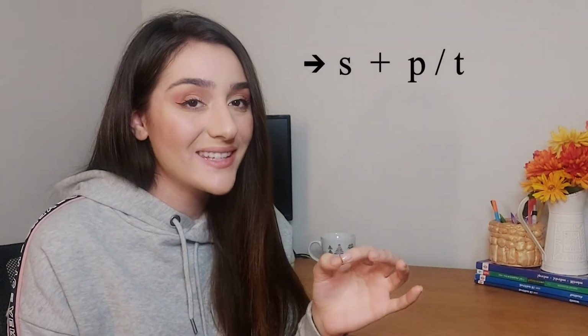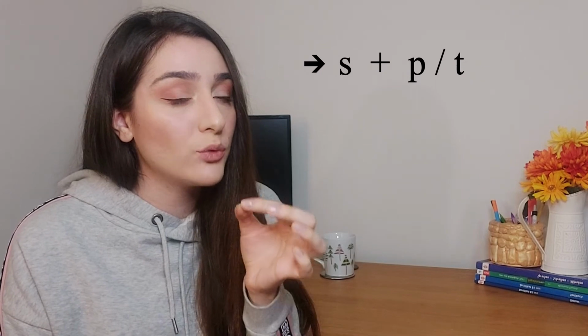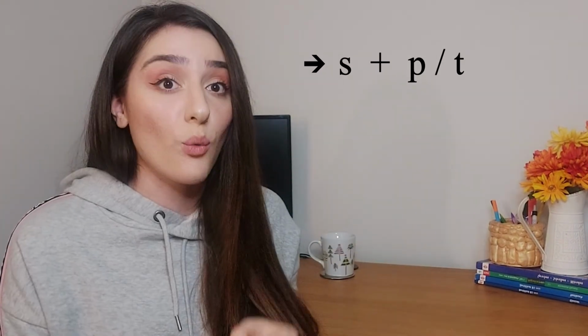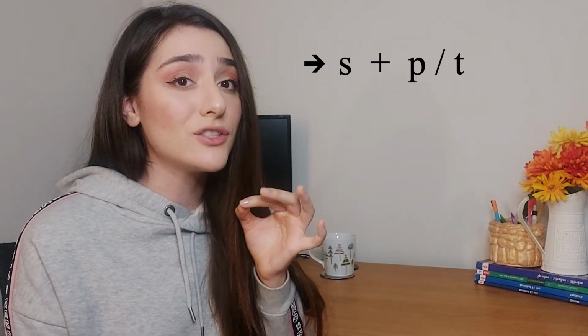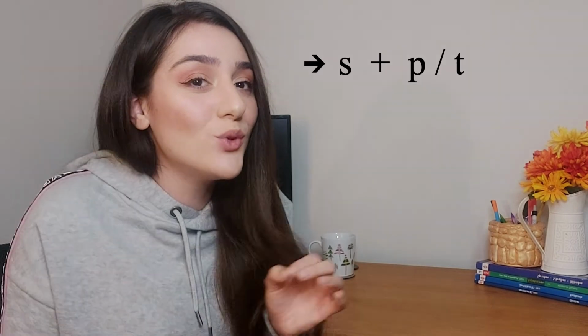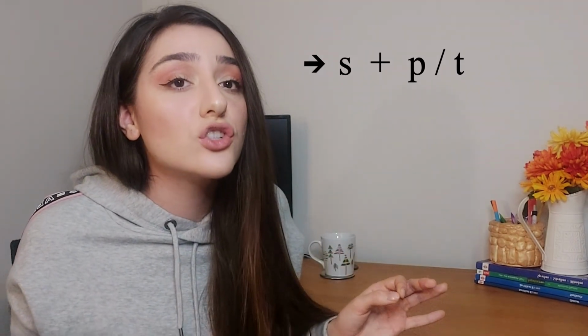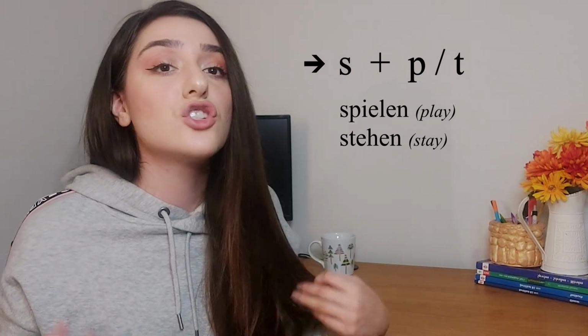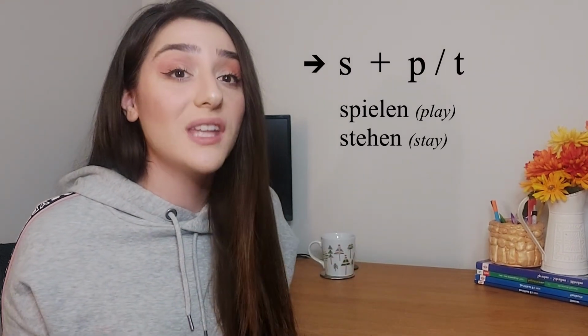Last but not least, the last rule for today is about the S when the S is combined with P and T. So when the S is combined with these two consonants, then we have this beautiful sound that I like, the sp, st. So, spielen, stehen.